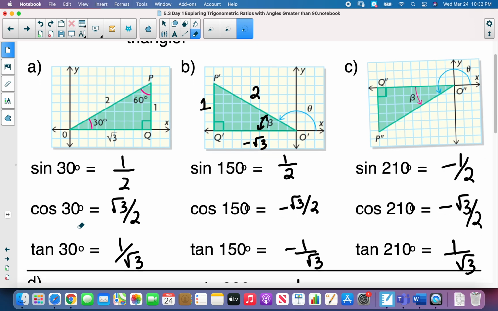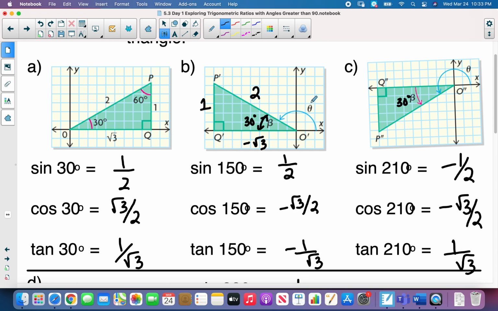So let's take a look at these examples that we have here. We have the 30-60 special triangle here, and we have the reflection in the y-axis, creating an angle greater than 90 here. And then we have the same angle, but it's now in the third quadrant. They're all related to our acute angle of 30. Okay, so this beta is 30, this beta is also 30, but the actual angle being measured in the first case here is just 30 degrees.